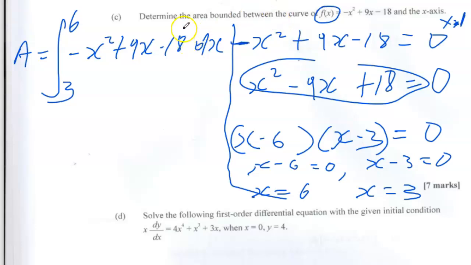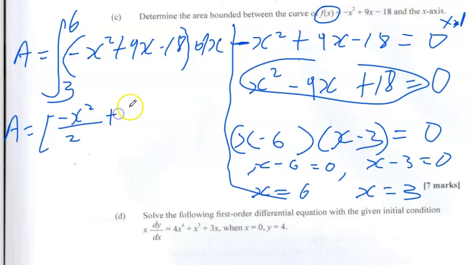Alright, so we know the graph cuts the x-axis at 6 and 3, so those are our limits. So here's the original function we're integrating between those limits. Integration, again: we add 1 to the power of x and divide by the new power. Add 1 to the power, we get negative x squared, the new power is 2, so 9x squared, divided by 2.